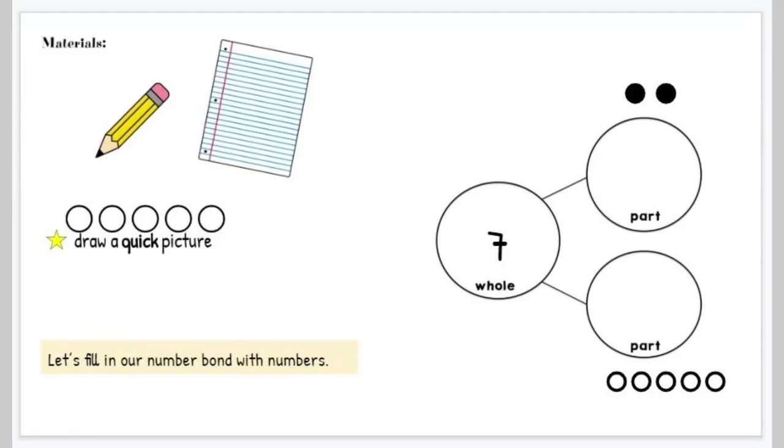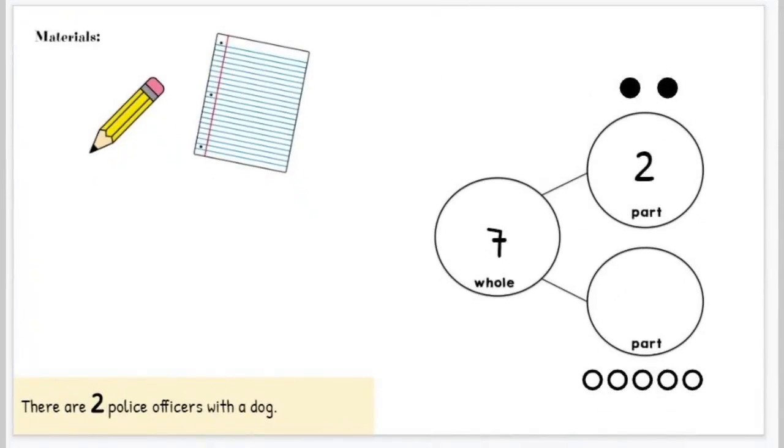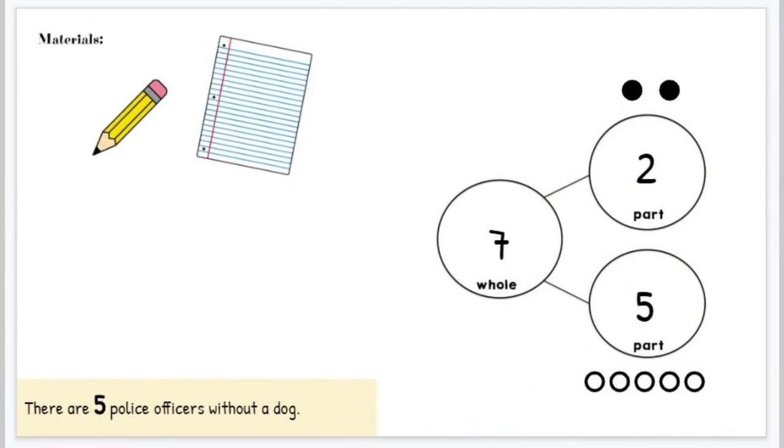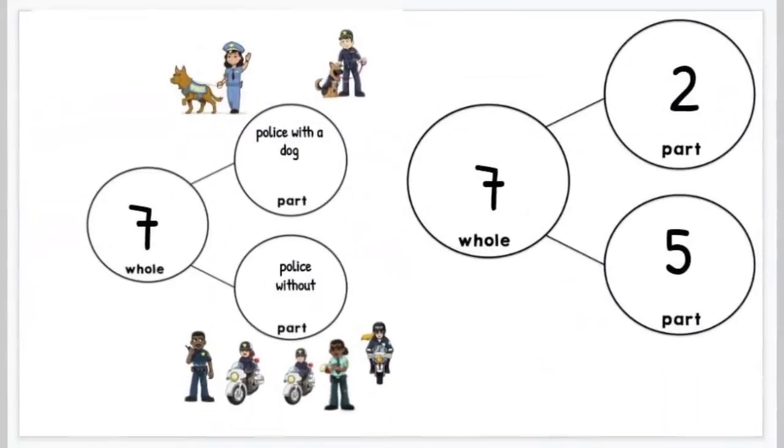Let's fill in our number bond with numbers now. We know that there are 2 police officers with a dog. So that's our first part. And then we also know that there are 5 police officers without a dog. So here's our number bond with the pictures and then our completed number bond with the actual numbers.